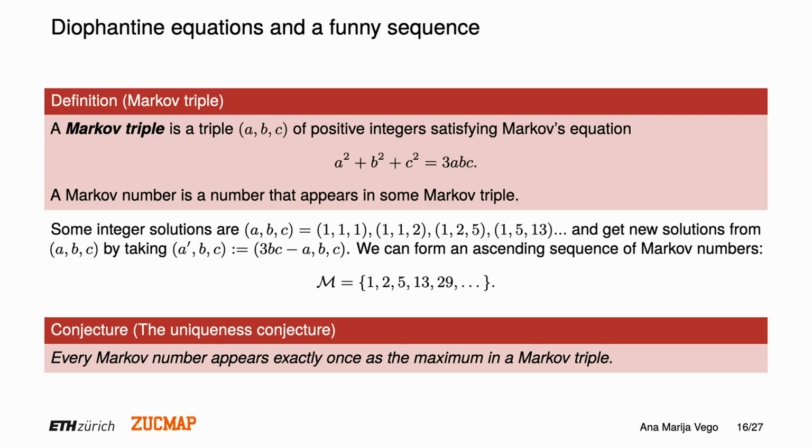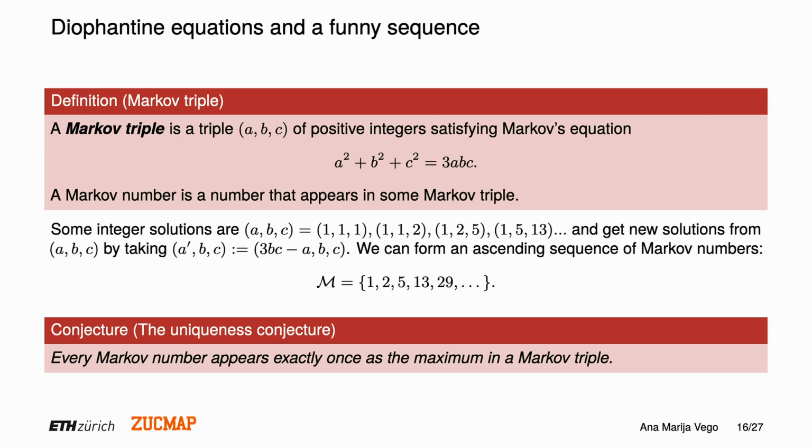And these solutions also form a graph. You have seen it on the first slide. I mean, it's not really relevant, but the graph looks nice. And what we can do, if we look at these solutions, is form a sequence of Markov numbers which satisfy this equation. The sequence starts with 1, 2, 5, 13, 29. I think the next number is 43, and so on.